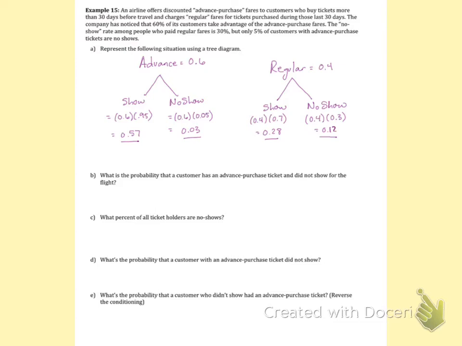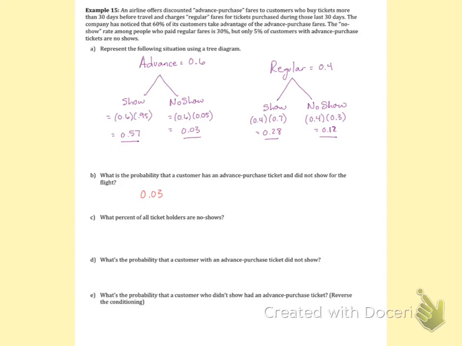So for part B, it says, what is the probability that a customer has an advance purchase ticket and did not show for the flight? So we're talking about all the customers, and the group that had an advance purchase and did not show, that's that group right there. We already did the calculation of 0.6 times 0.05.